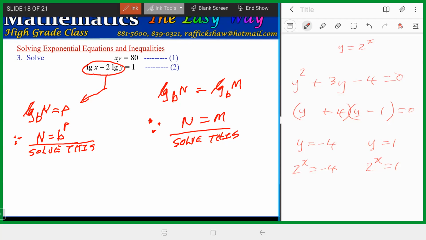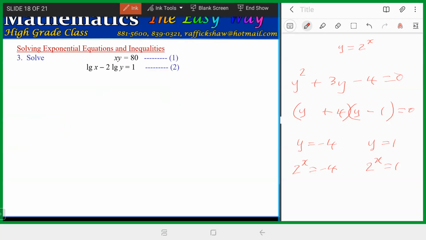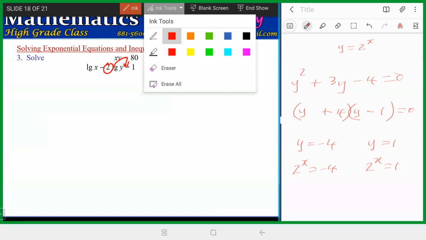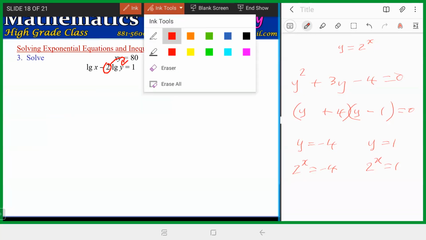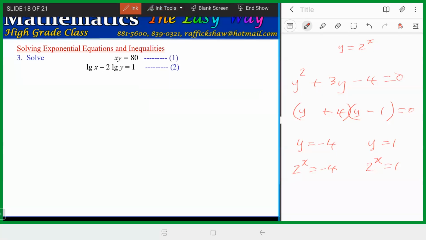So let's look at it now. I'll go to the left one. The first thing you want to do is move this 2 and bring it up here as a power of 2. Remember, you're trying to apply the laws of logs. That's the power law. You have to know the laws left and right. So I'm going to write log x minus log y squared equals 1, and that is a minus.